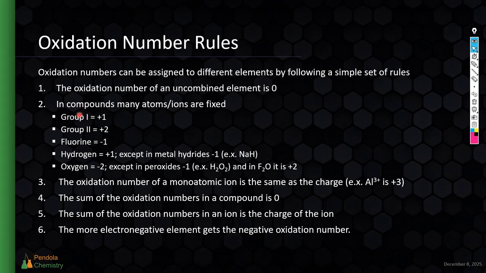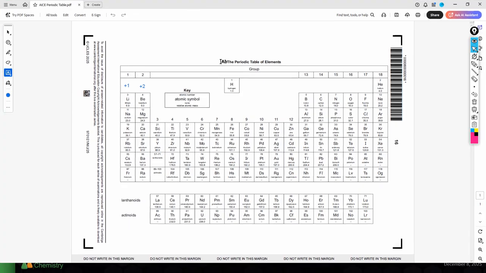Another element that has a fixed oxidation number is fluorine. Fluorine, F over here, is always going to have a -1 oxidation number. This is not the whole group. The whole group can have variable oxidation numbers. Fluorine specifically will always have a -1 oxidation number.